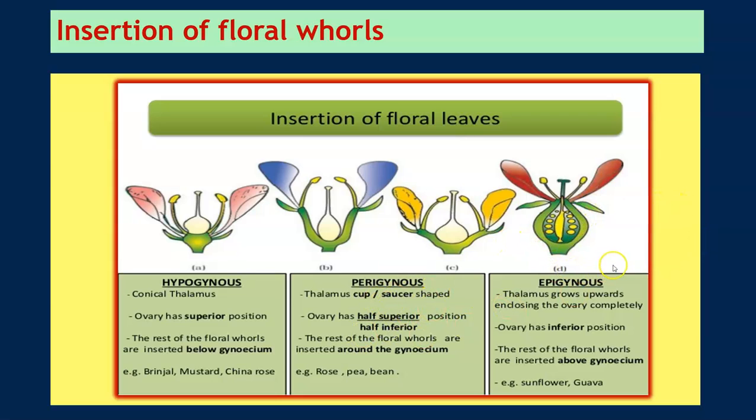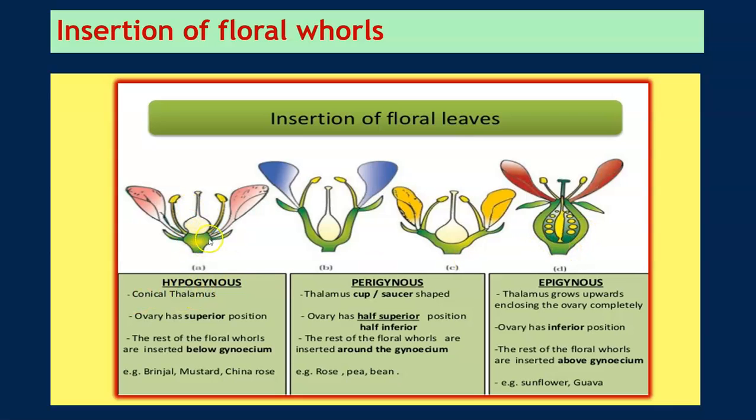Next one is epigamy, or it is also called an epigynous flower. When the thalamus is completely enclosed, that is, it encloses the ovary within it, then it is called epigamy, where the thalamus completely encloses the ovary and may show fusion with the wall. The other floral parts occupy a superior position and the ovary now becomes inferior. Such a flower is called an epigynous flower. So here is your ovary, which is enclosed by the thalamus, and all the floral whorls are present above the ovary. So this is an inferior position.